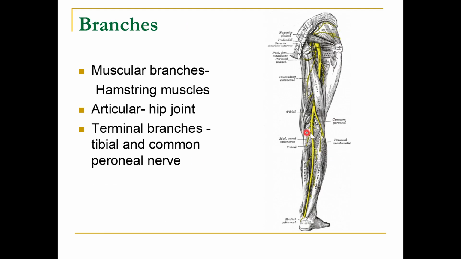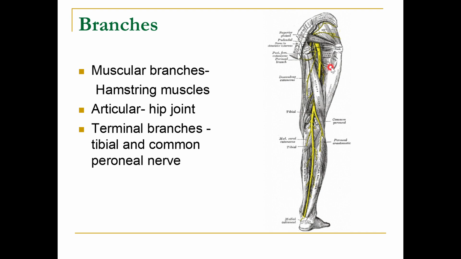Coming to the branches, it supplies the hamstring muscles. There are four hamstring muscles: semitendinosus, semimembranosus, then the biceps femoris, that is the long head of the biceps femoris, and the ischial part of the adductor magnus. So these four muscles are supplied by the tibial component of the sciatic nerve, whereas the short head of the biceps is supplied by the common peroneal part of the sciatic nerve.